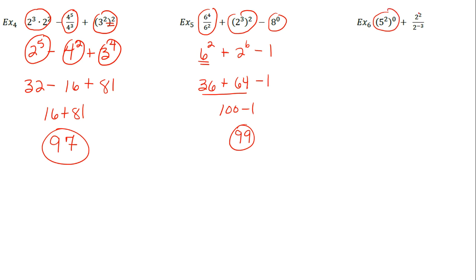Number 6, I have two terms. We're going to apply the power rules. We have a power raised to a power. Here we are subtracting exponents because it's the quotient rule. We're going to be very careful here. This is 2 minus -3. So that's 2 to the 5th. Now we're going to evaluate 5 to the 0, which is 1, and 2 to the 5th is 32, and it gives us a total of 33.